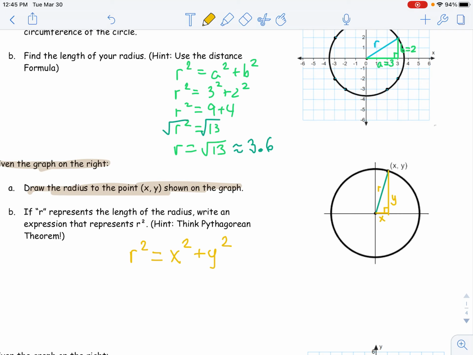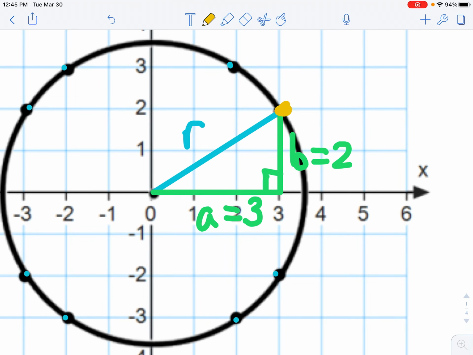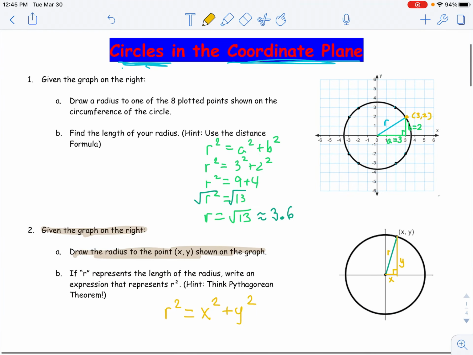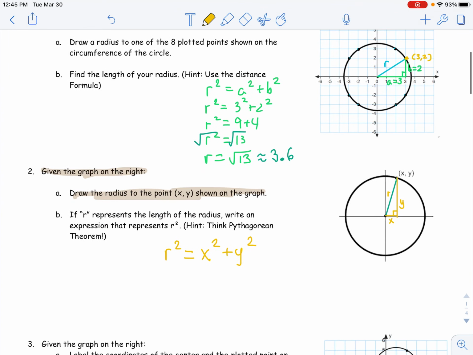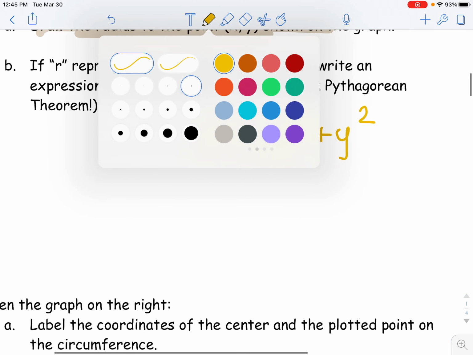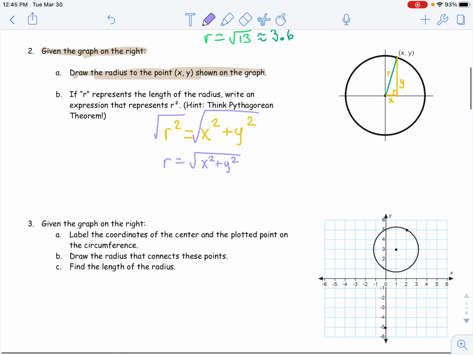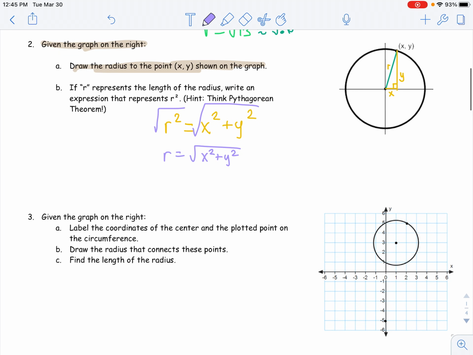All right, so above, this was going to a specific point. Specifically, we found the radius when we were going to 3, 2. Now we just found the radius when we went to a random point, x, y. And then for fun, I can take the square root of both sides. So R specifically equals the square root of x squared plus y squared. Okay, cool. And this is slowly foreshadowing something super cool.